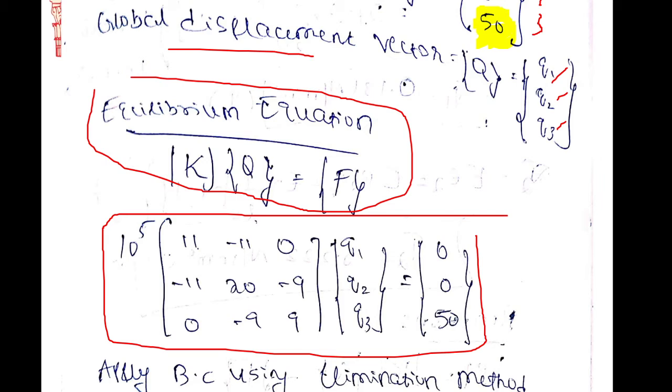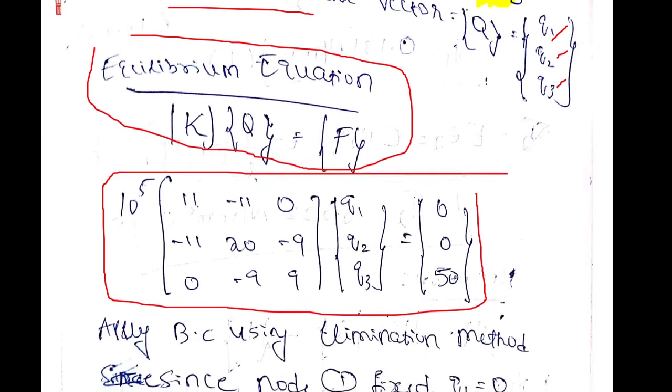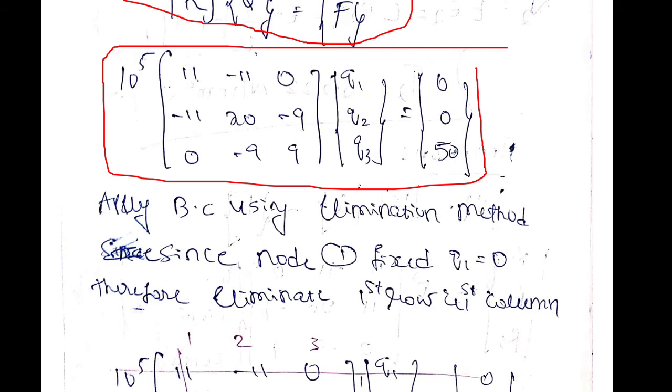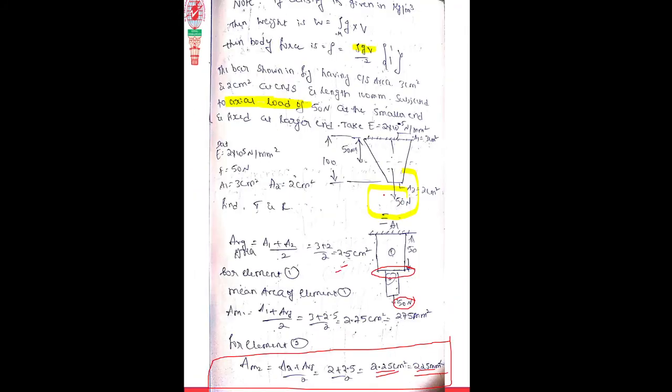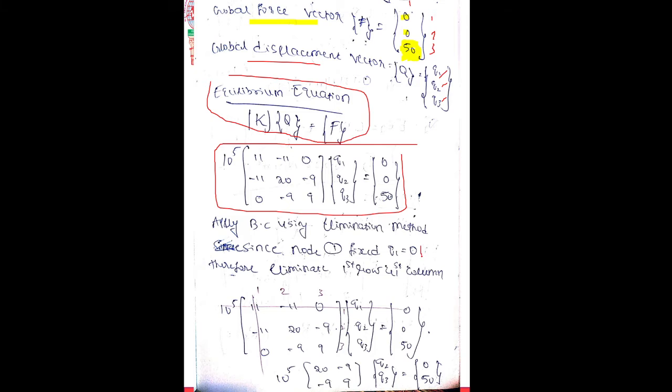The first row is eliminated. Yes, only the first row. Why first row, first column? Anyone? Fixed ones. Yes. So apply the boundary condition using the elimination method since node 1 is fixed. Node 2, node 3 is fixed? No, there is a displacement here. If you apply the force, definitely there is a displacement. That's why node 1 only, it is fixed. That is the only one I know. Therefore, eliminate first row, first column. That's what we have done here.